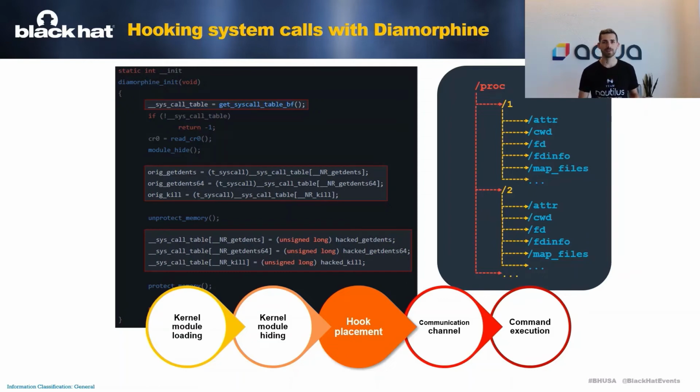On the left side of the slide, we can see the implementation of Diamorphine. At first, Diamorphine gets the address of the syscall table. Then it saves the original handlers of the syscalls it wants to hook. In this case, we have kill, getdents, and getdents64. Then it will overwrite the entries of the syscalls with its own malicious hooked functions.